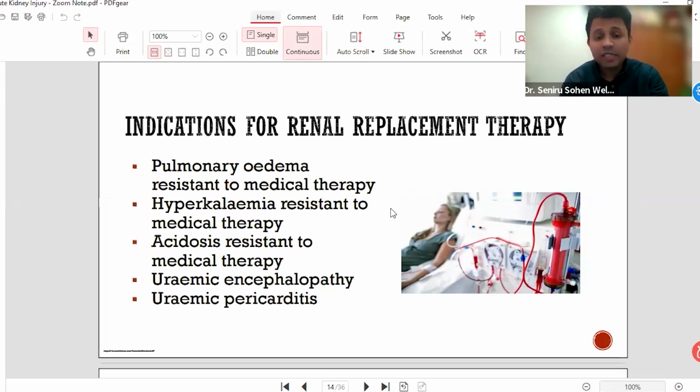Then you have acidosis. Acidosis can be seen in both AKI and CKD. Anything below a pH of 7.35 is called acidosis. But here we try to look at severe acidosis, that is pH less than 7.1. So when you have acidosis, you also look at the bicarbonate level. If the bicarbonate is very low, that is less than 15, you try to give the patient IV sodium bicarbonate. It is usually given as a bolus dose.